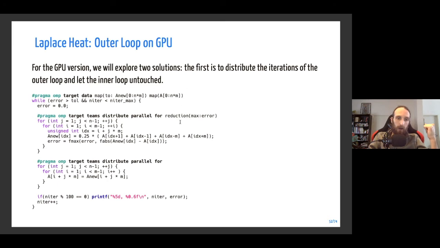And then we take the outer loop and parallelize it with target teams distribute parallel for, and specify that we want to have a reduction for the maximum value of the error. And we do the same for the second loop. So this is the first option, where we parallelize only the outer loop of these 2 nested loops.